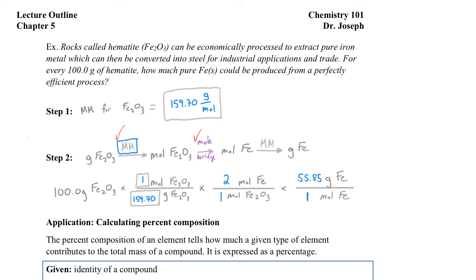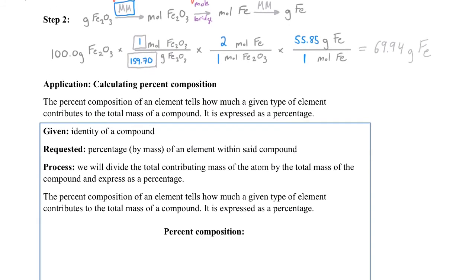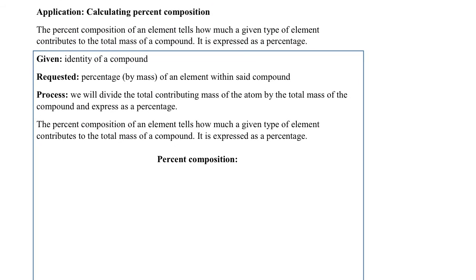So now let's just go through the calculation for this to figure out how much pure iron we could extract. After we take our 100 and we divide it by 159.70, and then multiply that by 2, and then multiply that by 55.85, we get the final value of 69.94 grams of iron, which, if you think about it, tells us that there's about 70% iron by mass in hematite. And that brings us actually to the next section in the lesson, where we're going to learn about how to calculate the percent composition of an element in a given substance.